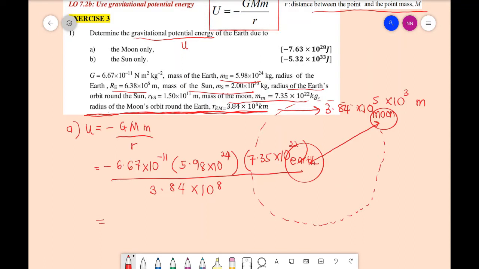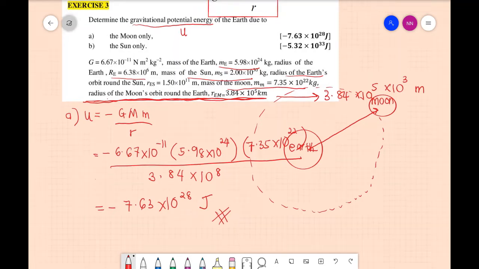So the answer is 6.67 to the power of negative 11, times 5.98 to the power of 24, times 7.35 to the power of 22, divided by 3.84 to the power of 8. So it equals negative 7.63 times 10 to the power of 28 joules. This one is for A, the gravitational potential energy of the Earth due to the Moon.